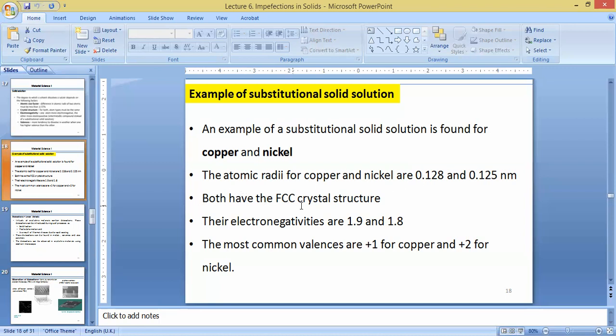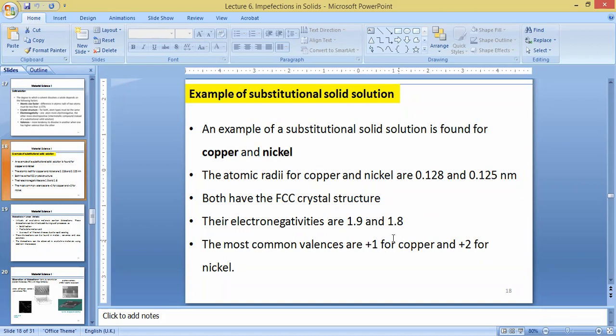They both have FCC structure, face-centered cubic crystal structure, and their electronegativities are 1.9 and 1.8. So one is more electropositive than the other; this one is more electropositive than 1.9. The most common valencies are +1 for copper and +2 for nickel. As you can see, for the valencies, one must be higher than the other.